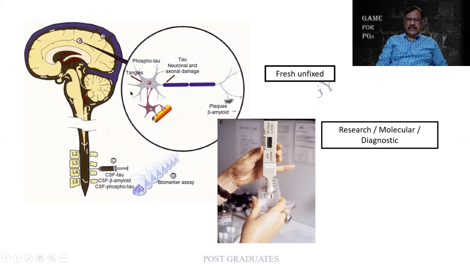This again is something that we will have to retrieve from a fresh, unfixed brain. All these matter for the case of research, molecular pathology, or diagnosis. For example, the cerebrospinal fluid and any of the elements that you people require can be retrieved from a fresh, unfixed brain. But most of the study will have to be done only in a fixed brain.